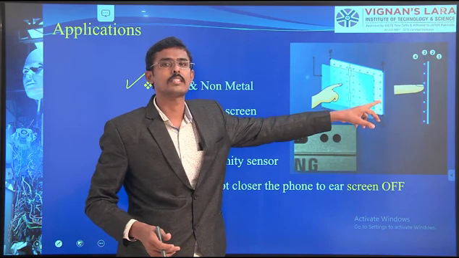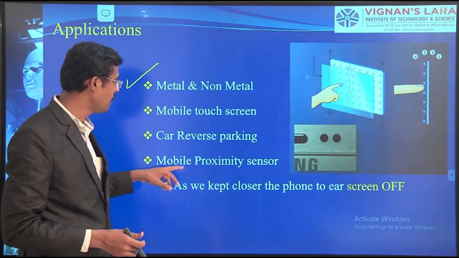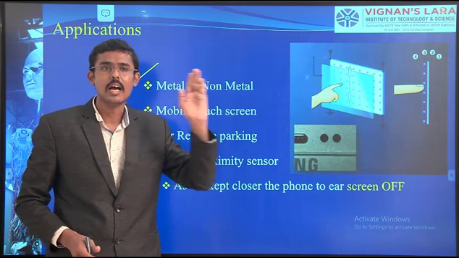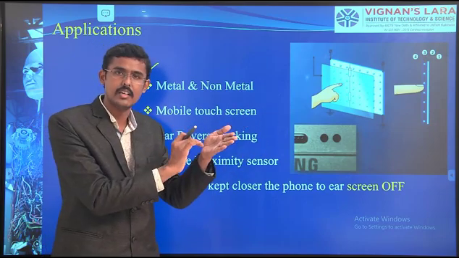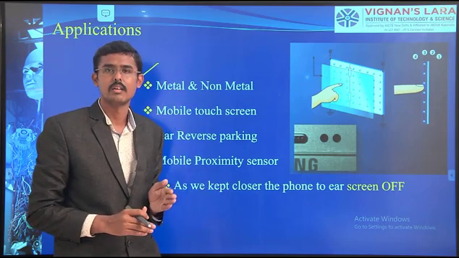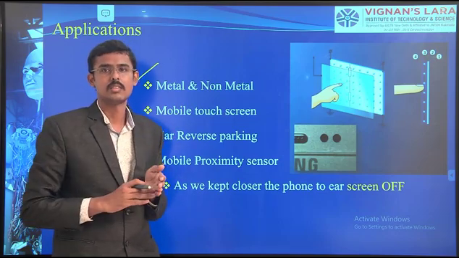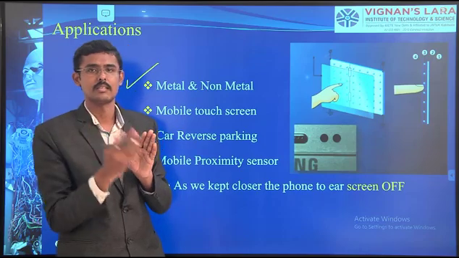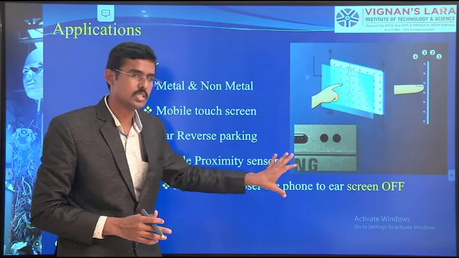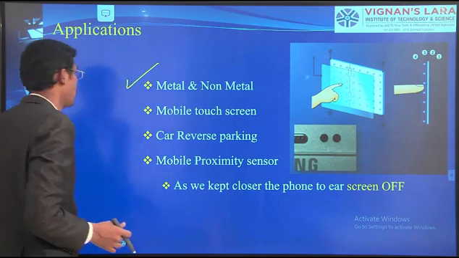Metal or non-metals on mobile touch screens. So now we have seen one example in the video: mobile touch screens, the car reverse parking, or we can tell the mobile proximity sensors as we keep it closer to the phone. When we are keeping our phone very near to our ear, this distance is maintained or differs. Then automatically the screen goes black. When we move it from our ear, it comes up. So such types of operations are done through these capacitive sensors. Right. So one more is there.